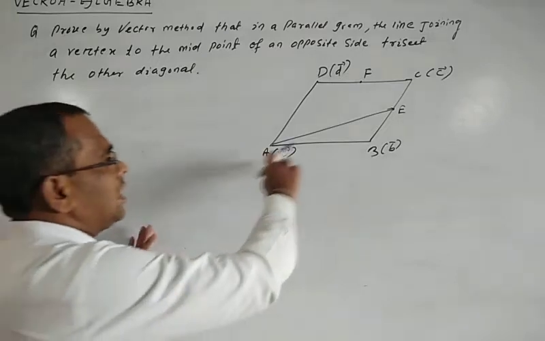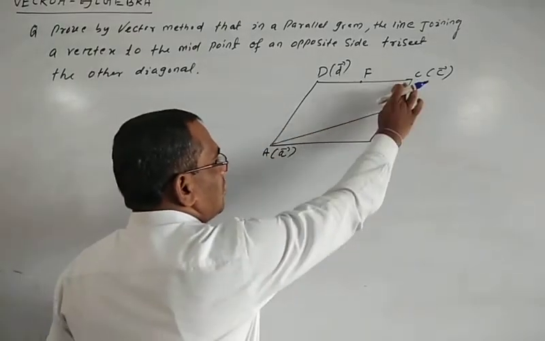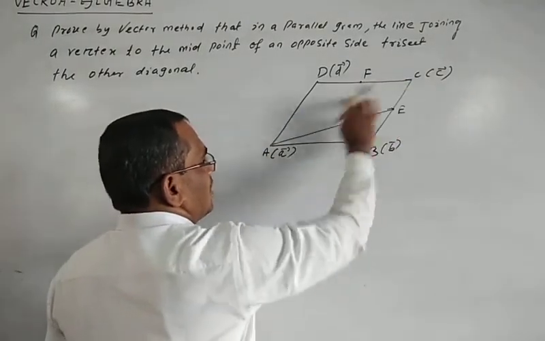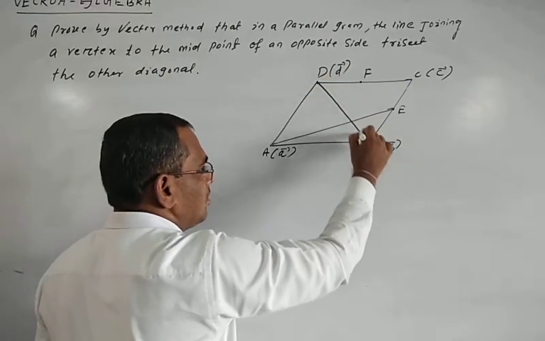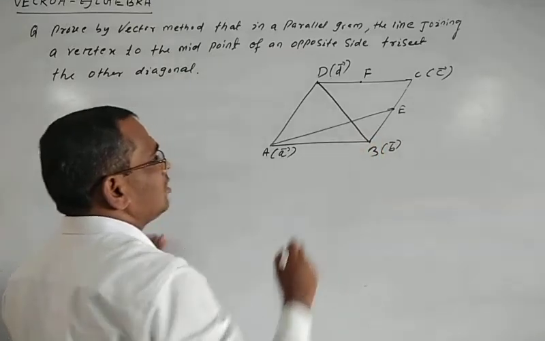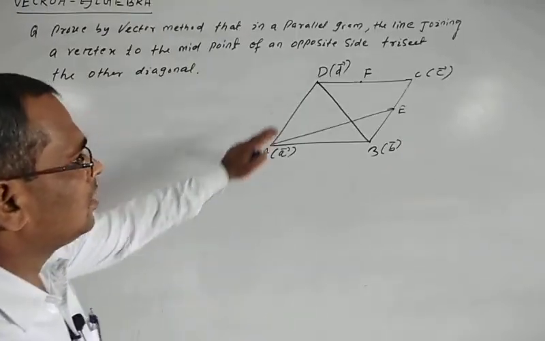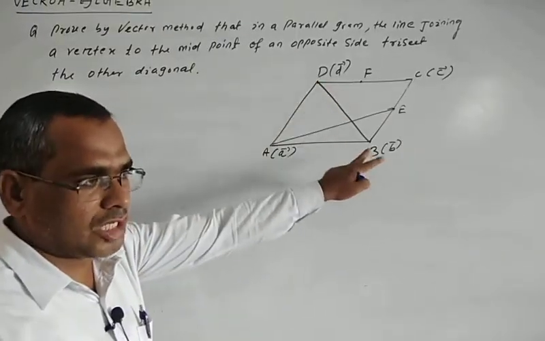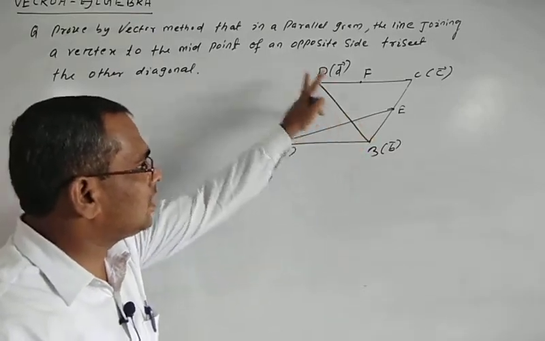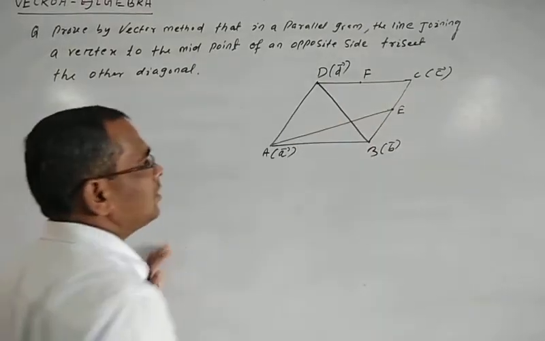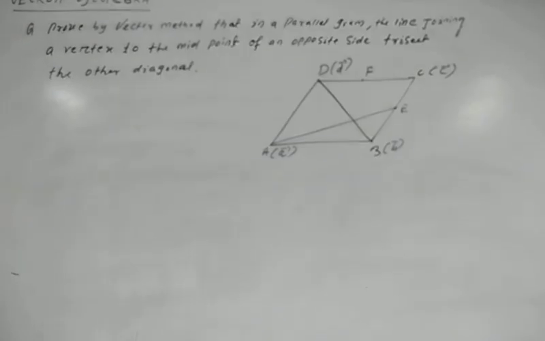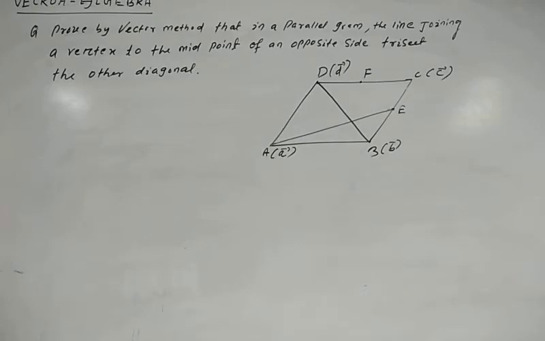So this line trisects the other diagonal, that means except AC, the other diagonal, which is DB. So we prove AE trisects DB. So how to prove this one? AE trisects DB. First we write these things. Proof.